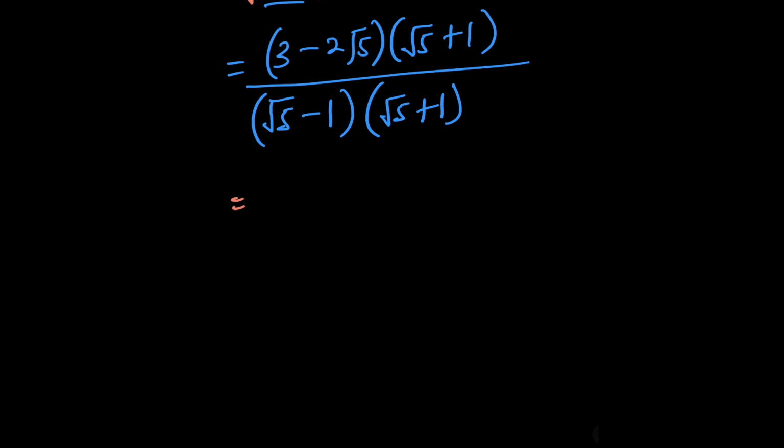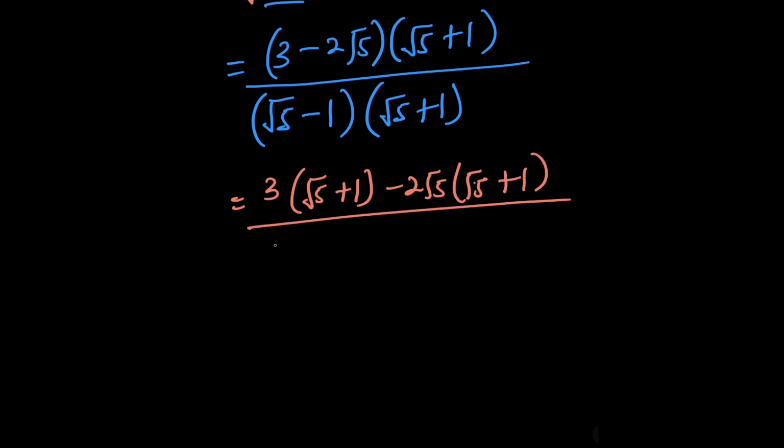So this is what we do. We are going to take this one to multiply the whole of this. Then after that, we take this to multiply the whole of that, just like expanding the bracket. So it's going to be 3 into brackets, then we add this root 5 plus 1. Then we have minus 2 root 5 into brackets, root 5 plus 1. All over the same thing, root 5 into brackets, root 5 plus 1. Then we have minus 1 into brackets, root 5 plus 1.